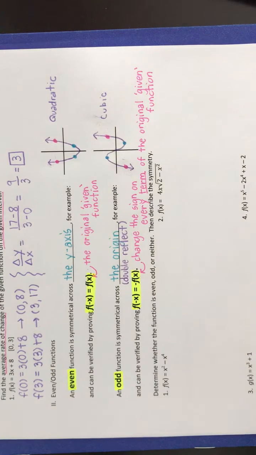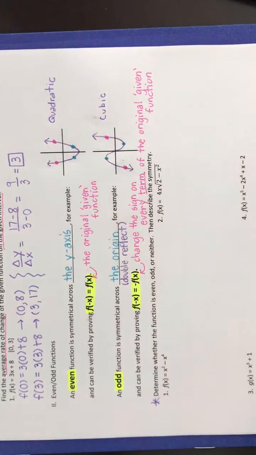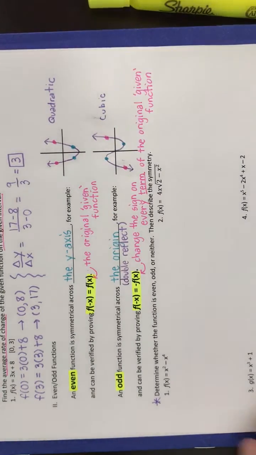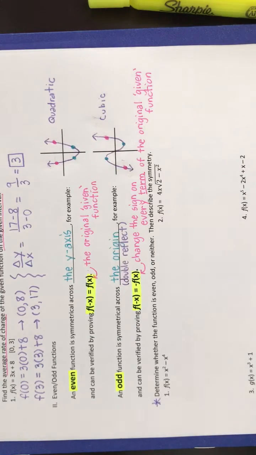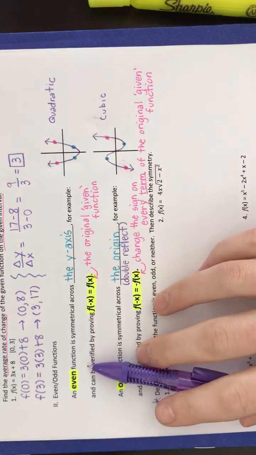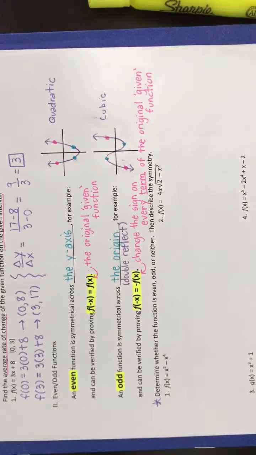So on this section here, determine whether the function is even, odd, or neither. Then describe the symmetry. On question number 1, f of x equals x squared minus x to the 4th. I'm assuming, because of the exponents that I see, that I'm going to have an even function, but that's not necessarily the case. There are quadratics that are not even by definition here. If I had a quadratic that was shifted left or right, it would not be even because it wouldn't be a reflection over the y-axis.